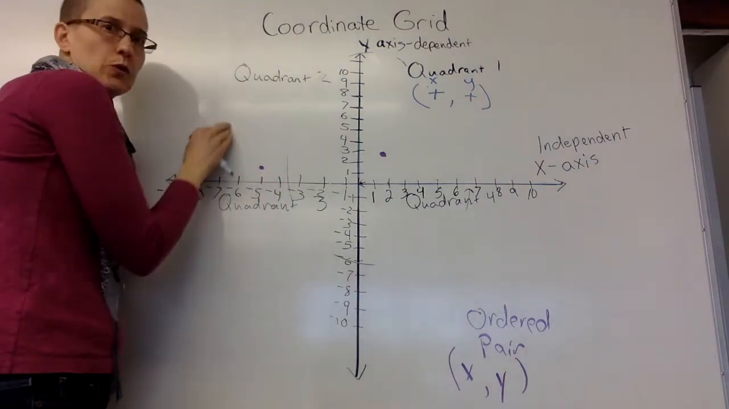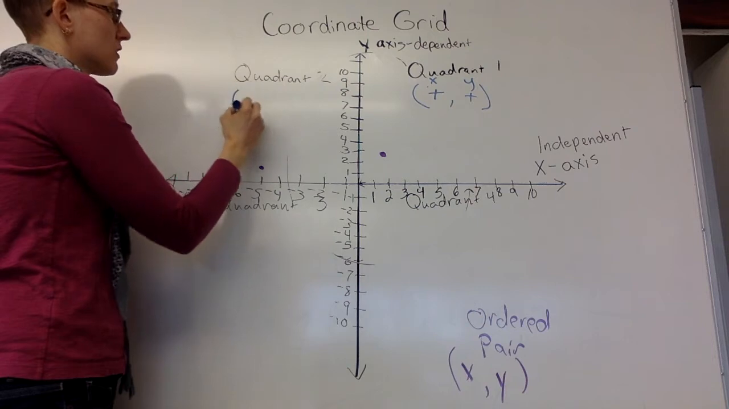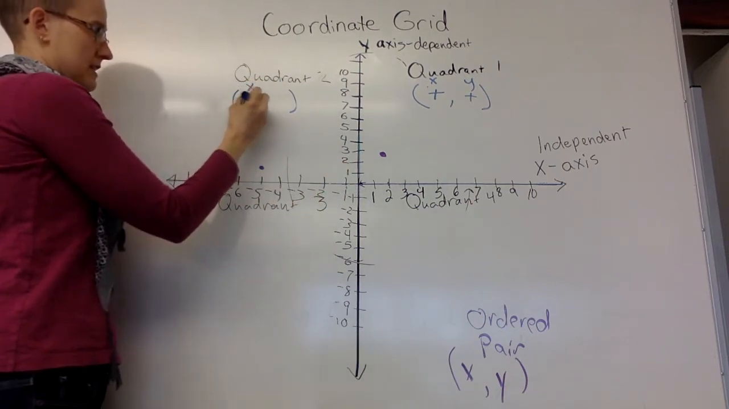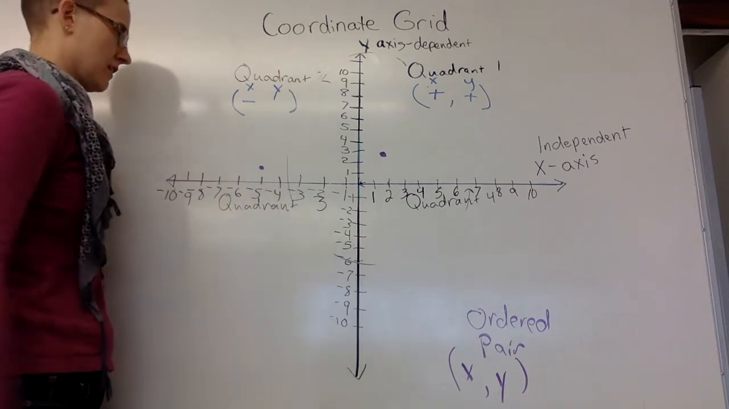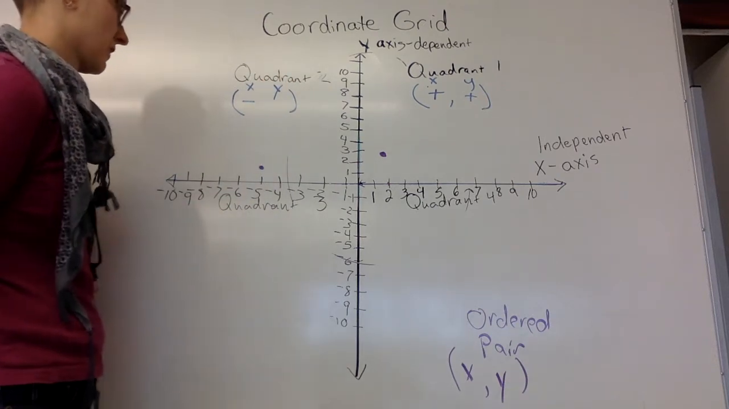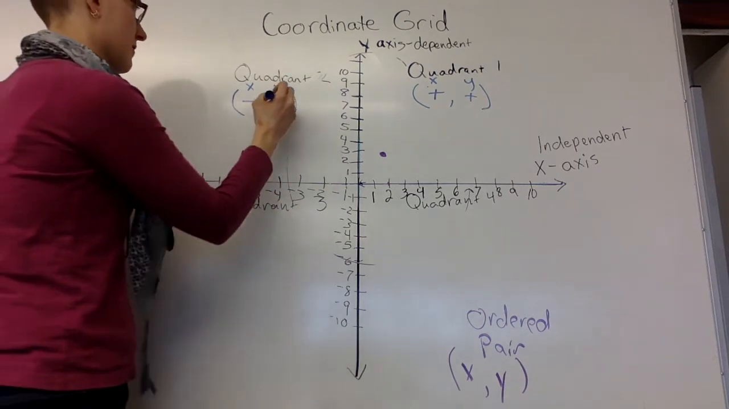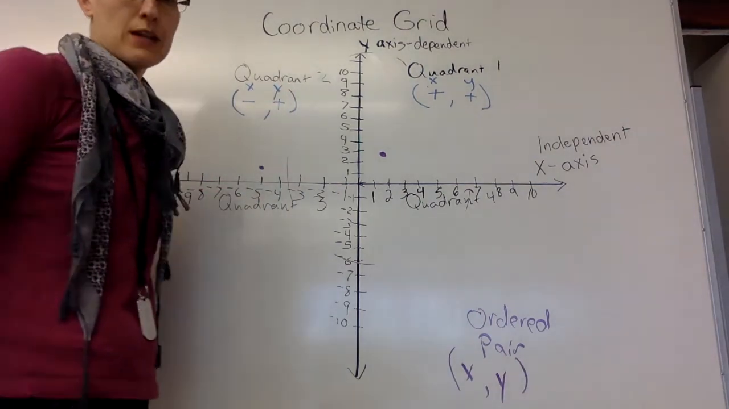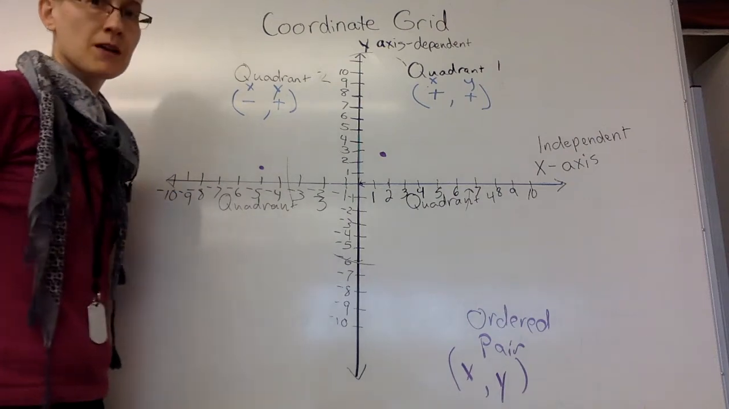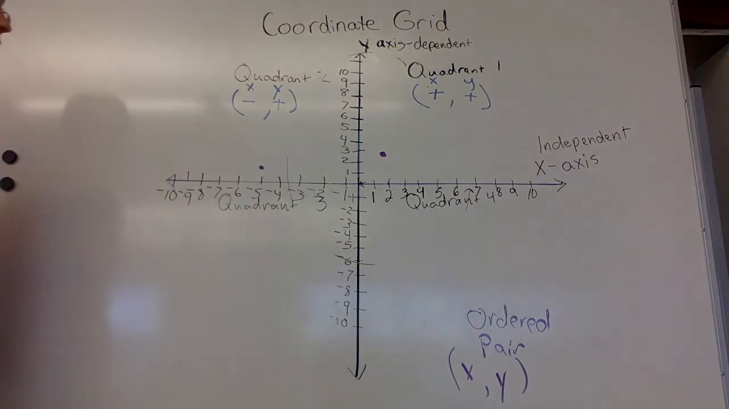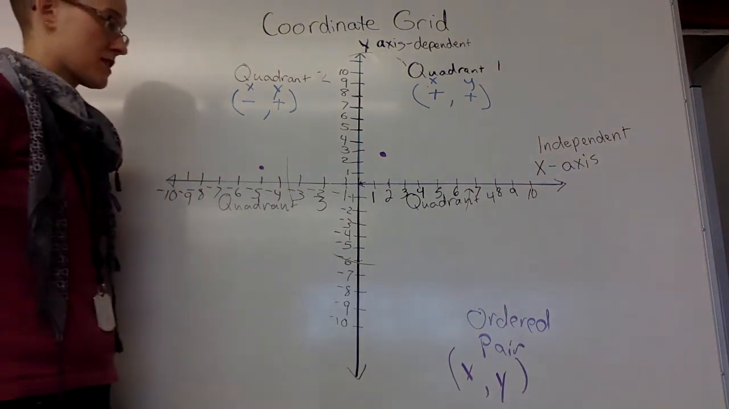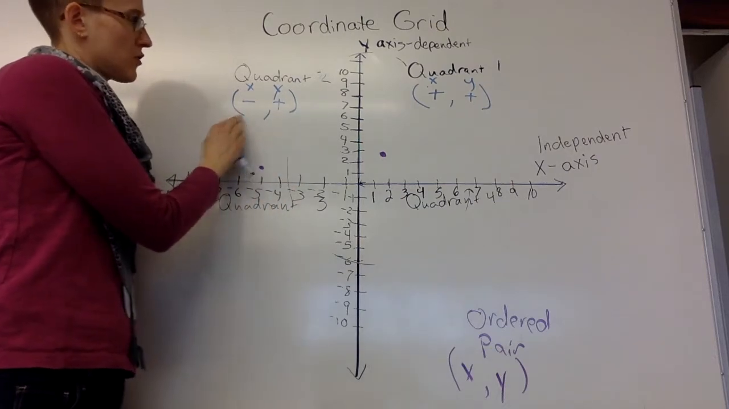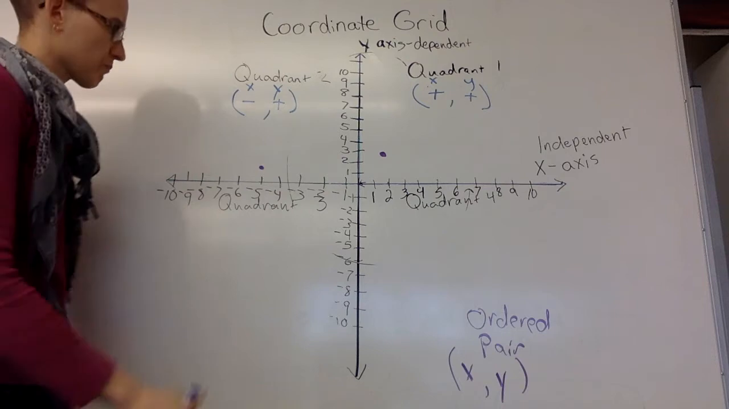In quadrant 2, if I look at my x value is negative, and my y value is positive. You'll notice with ordered pairs, I'm always separating the two numbers with a comma. When you're working on WAMAP or on tests, quizzes, assignments, we always want our ordered pair with parentheses, our two numbers separated by a comma.